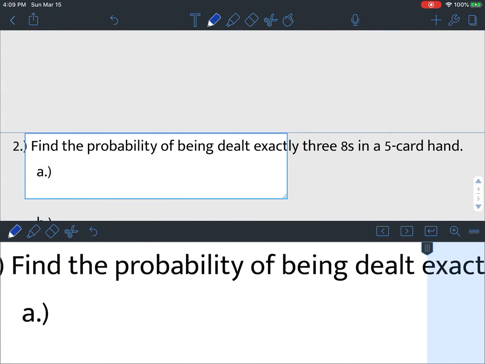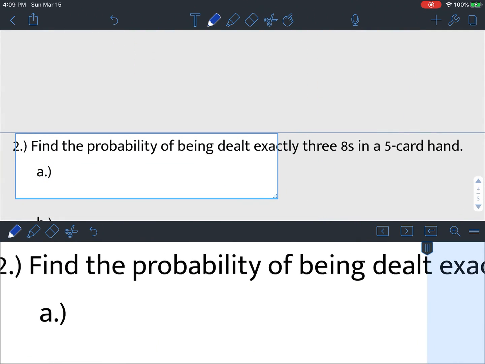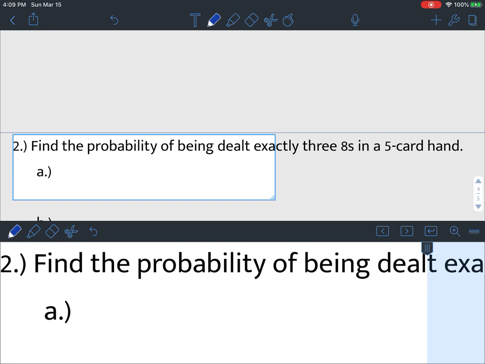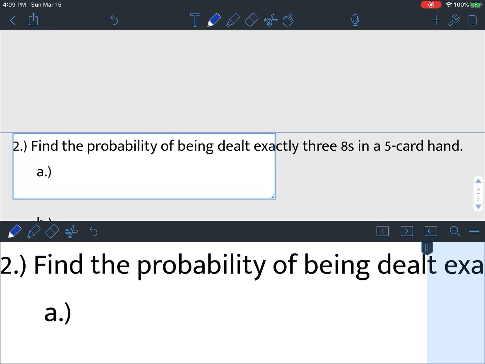Okay, so now let's come down here. I have another one for you. It's a very similar type problem. So I really want to see if you can follow the steps from above and do this yourself. So I'm actually going to wait a minute and let the time tick away while you try this problem. Find the probability of being dealt exactly 3 8s in a 5-card hand.